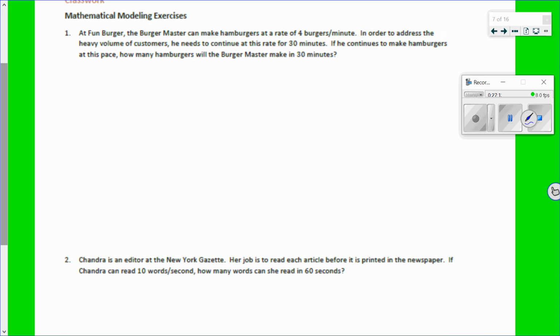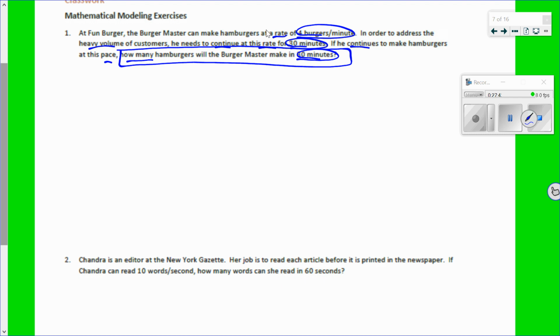Okay, we're on page 76. Let's go through and actually do a couple story problems where we're going to have to pull the rates out to answer them. So our first one, if Funburger the Burger Master can make hamburgers at a rate of 4 burgers per minute, in order to address the heavy volume of customers, he needs to continue at this rate for 30 minutes. If he continues to make hamburgers at this pace, how many hamburgers does Burger Master make in 30 minutes? There's our question.